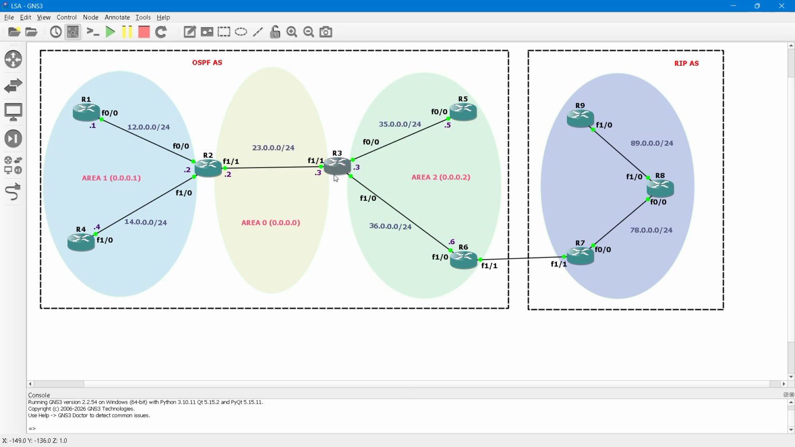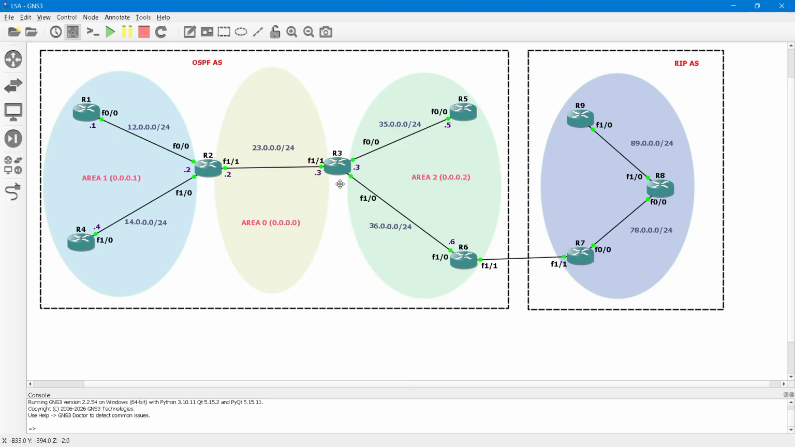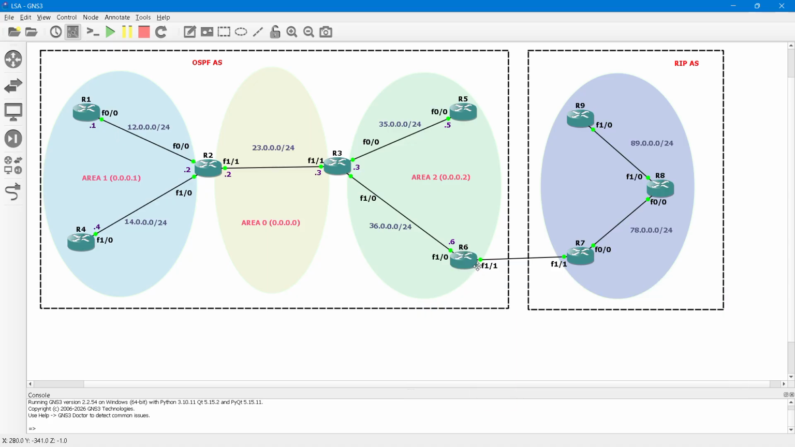As we know, R3 was an ABR, that is area border router, which was working simultaneously in two different areas. Now, if you look at R6, something special happened here because R6 became an autonomous system border router, ASBR, right? Now it is working simultaneously in two different autonomous systems.